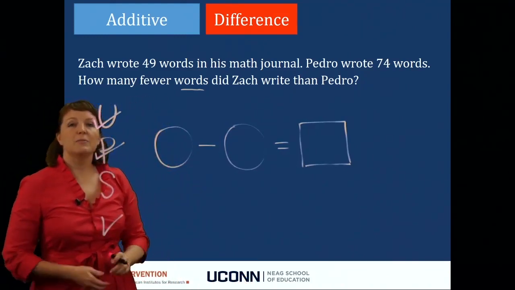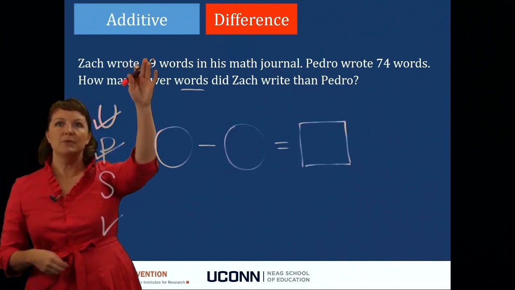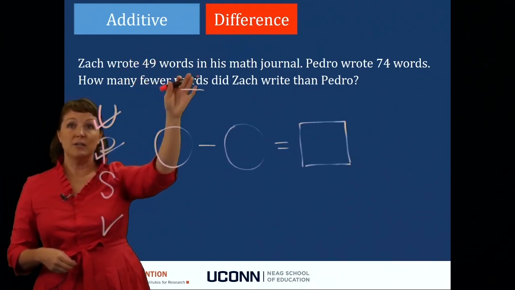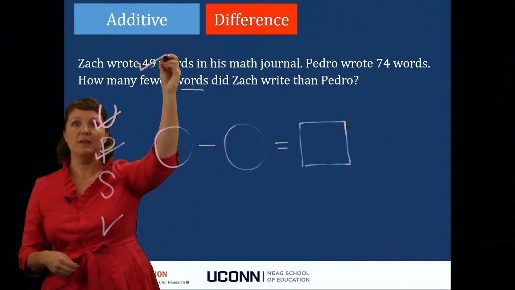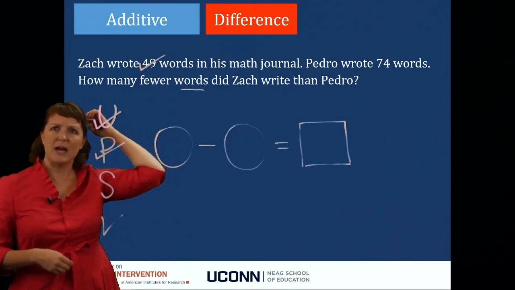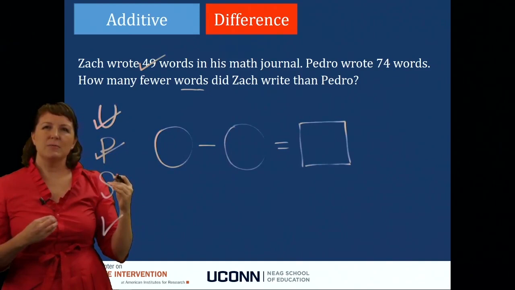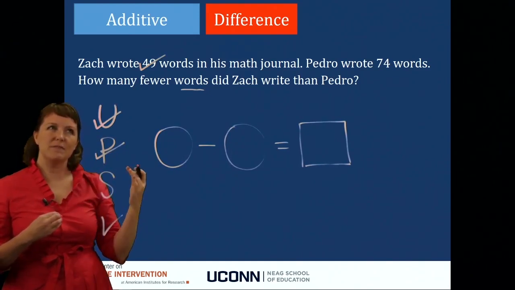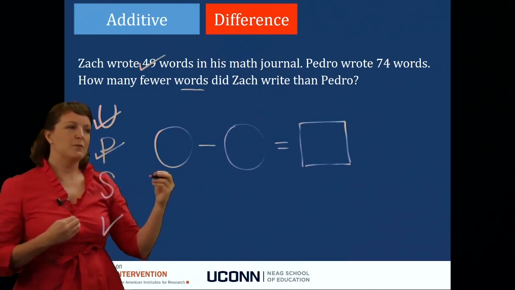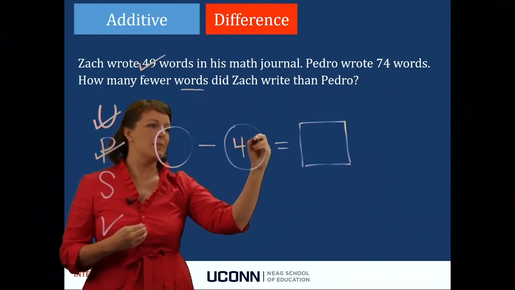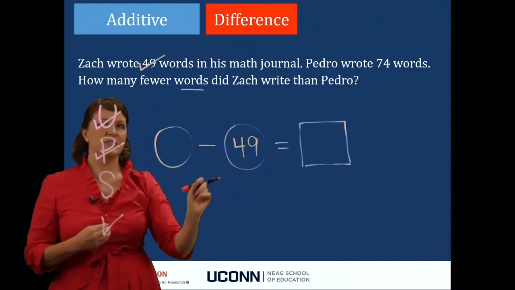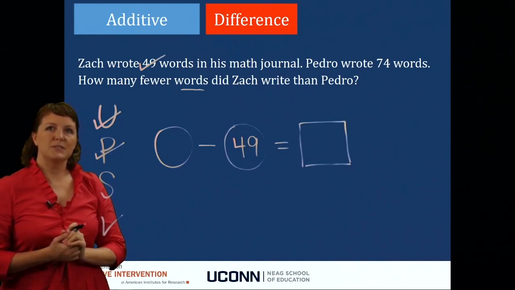Zach wrote 49 words in his math journal. So 49 is a number, so we're going to stop. 49 talks about words, so I'm going to check off that number, and now I'm going to think about where I'm going to use that. So Zach wrote 49 words in his math journal. Pedro wrote 74. If Zach wrote 49, that's going to be the smaller amount. So I'm going to put it in this box right there that represents the smaller amount.